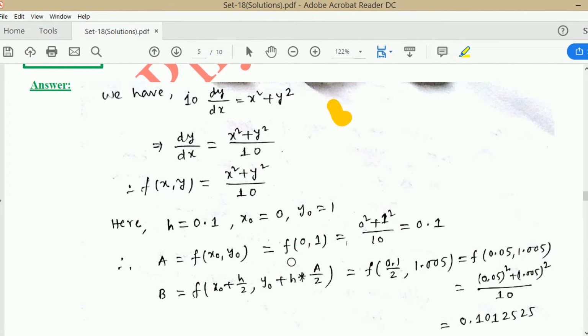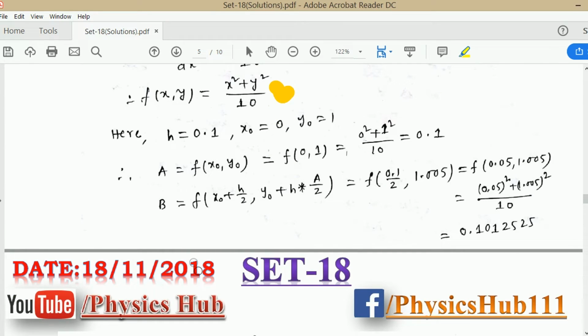Okay, so first of all we calculate a. The constant a equals f of x naught, y naught, meaning the value of the function at the initial values. So at 0, 1, we put these in this expression, and you will get 0.1. Next we have to find b. The formula for b is f of x naught plus h by 2, y naught plus h into a by 2. So with 0.1 by 2 and 1.005.